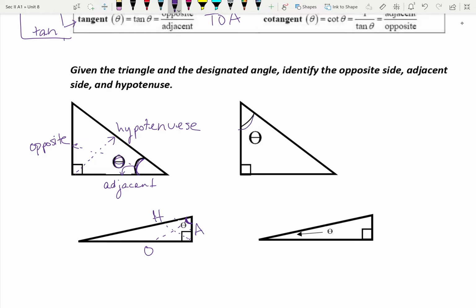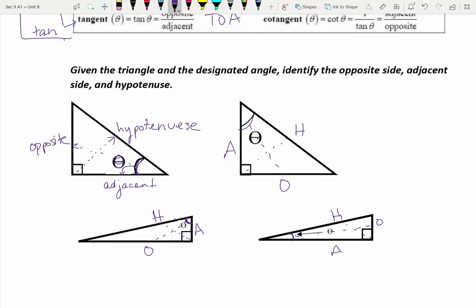Okay, here's theta, so I'm going to identify opposite, hypotenuse, so this one must be adjacent. This is theta, we've got opposite, hypotenuse, adjacent. Now, you might think that that's a little bit silly, but if you take the time and label your opposite, adjacent, and hypotenuse, it'll bring less confusion when you start putting them into actual problems.